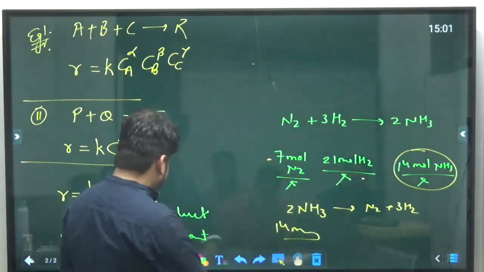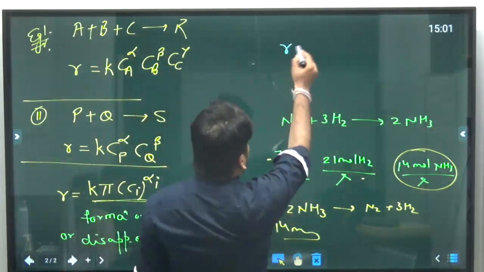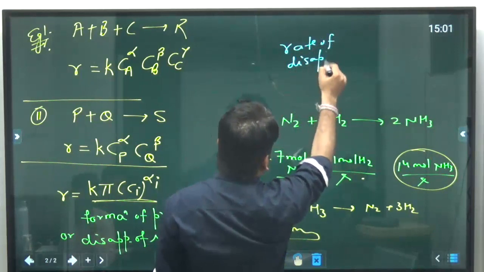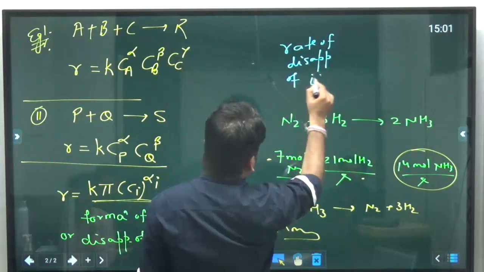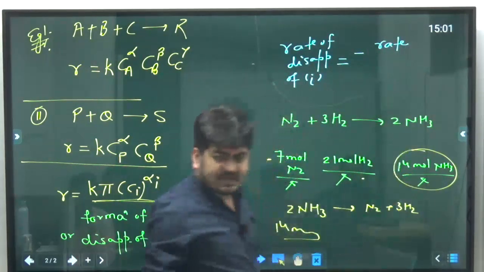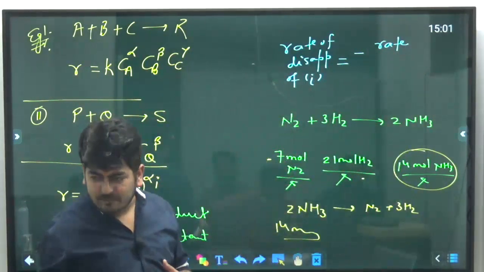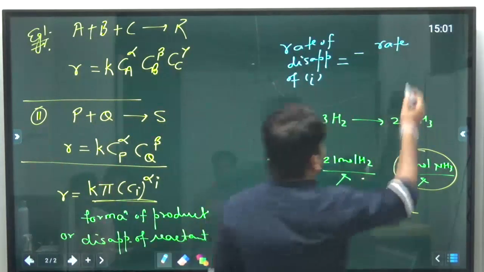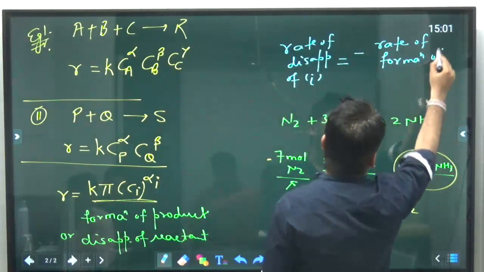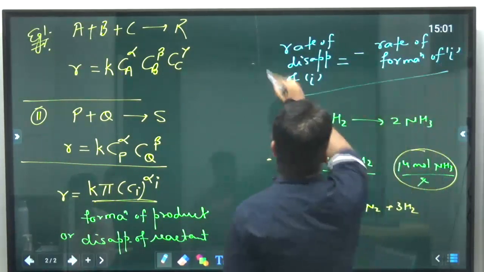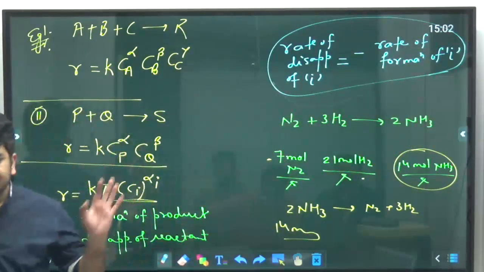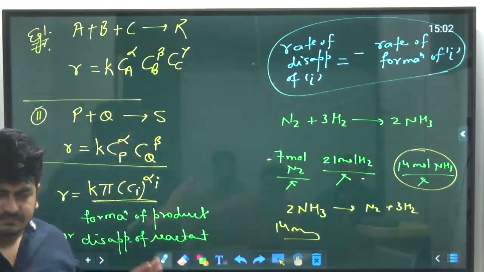So the point is, we can write the rate of disappearance of any component as minus of rate of formation of component i. Magnitude wise they are going to be same, but since they have opposite direction, we write the minus. Yes or no? We can write it like this for any chemical reaction. Clear?